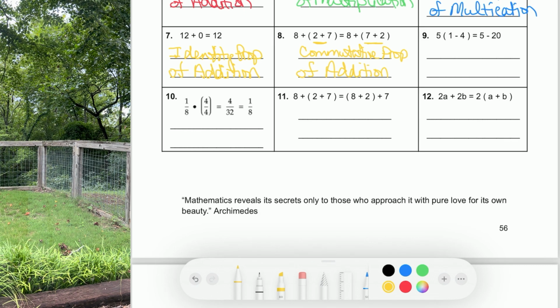Number 9, we have 5 times 1 minus 4. And then on the right-hand side, we have 5 minus 20. Well, I notice if I multiply 5 times 1, I get the 5. If I multiply the 5 times the 4, I get the 20. So what has happened is we have distributed the 5. So this is the distributive property.